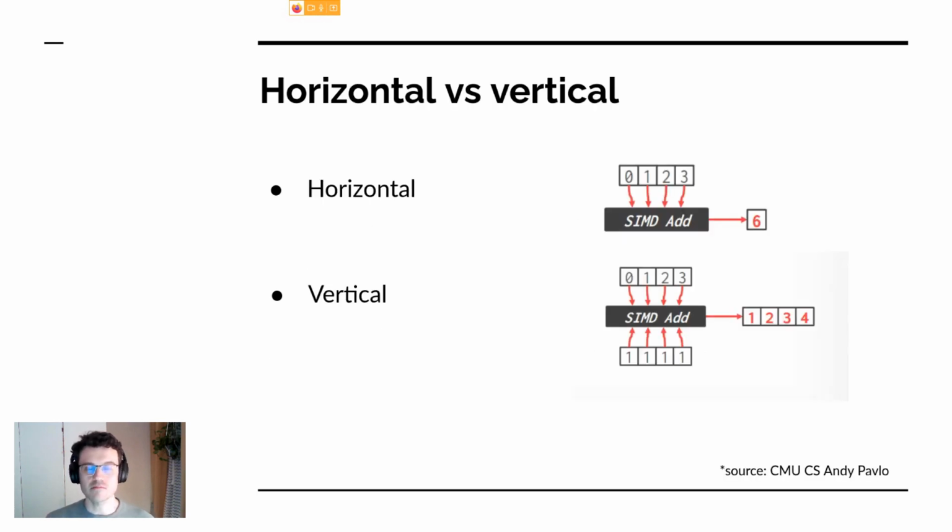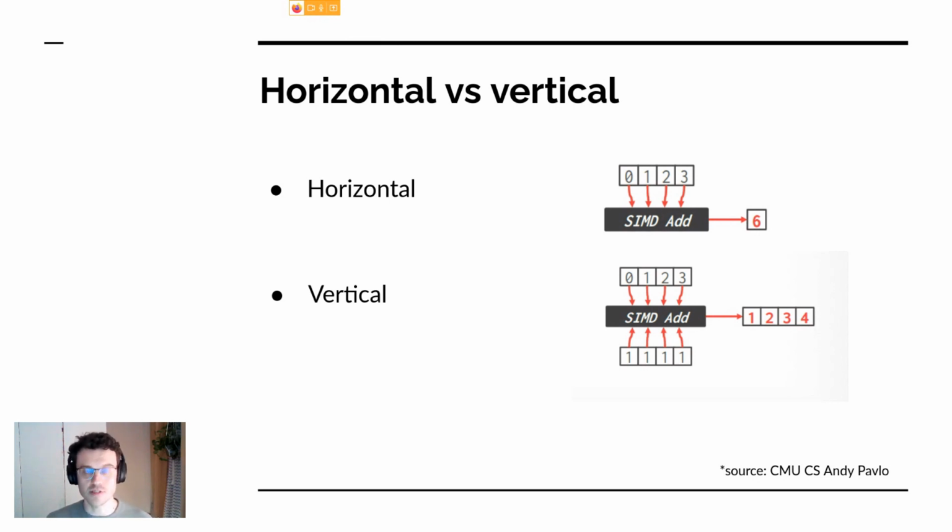Broadly speaking, there are two classes of SIMD instructions. You have the horizontal ones, which take a single vector and apply an operation to it to reduce it. So in that example, this is a horizontal add. We add all the elements. Or you have the vertical operations, which take two vectors and apply the operation in a pairwise fashion, and at the end you get a vector. In this example, it's a vertical add.